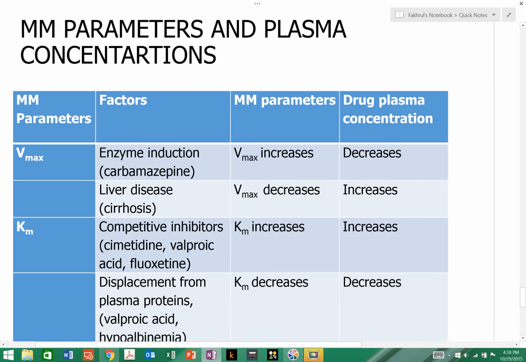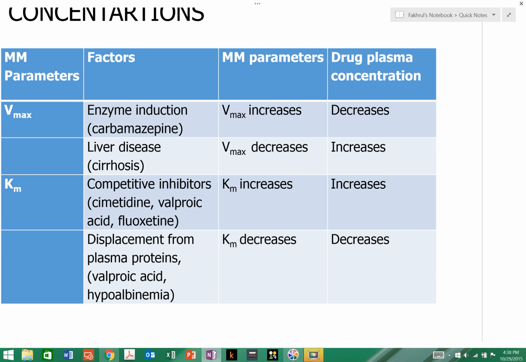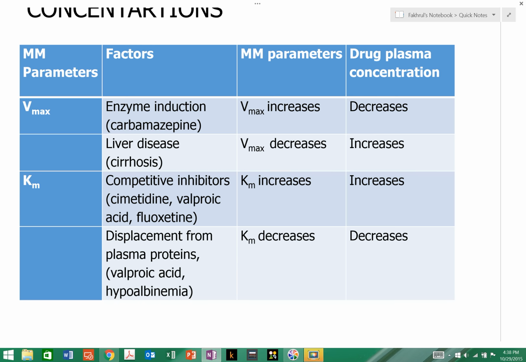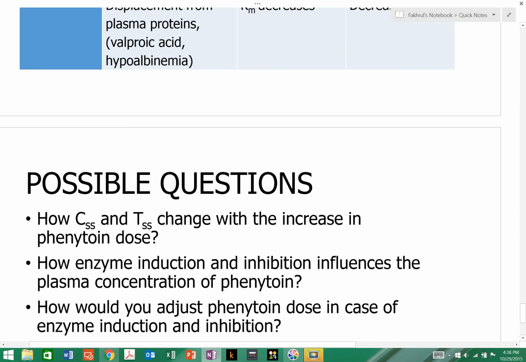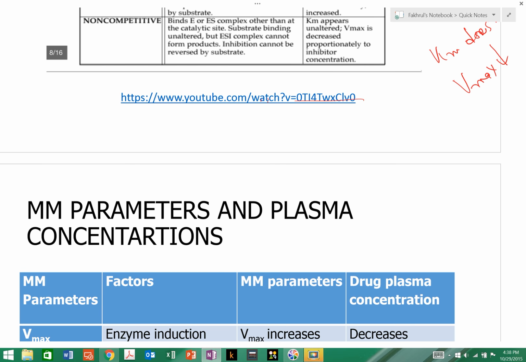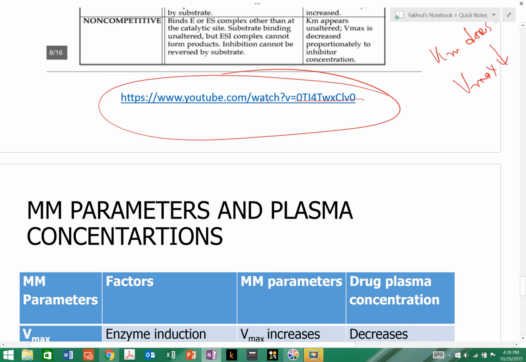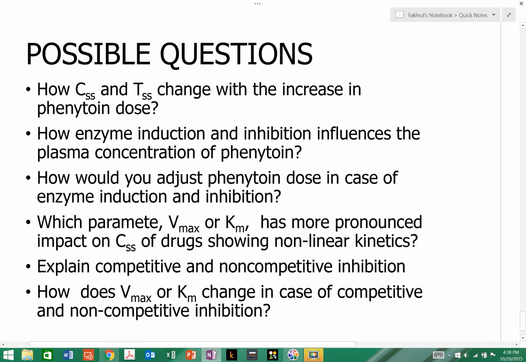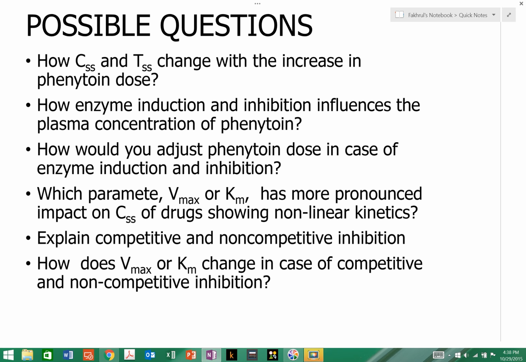So here I have also listed what happens. Competitive inhibitors, Km increases, and in case of displacement Km decreases. What happened to the plasma concentration of drug? There is a summary. But if you watch that video, this is the video link. I'll play this video in a minute. Here now you have to answer some of the questions.